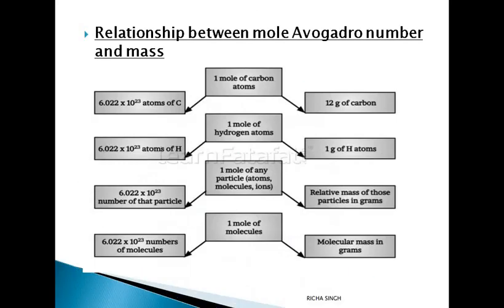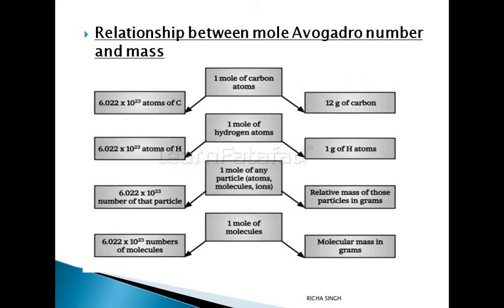Now, how are mole, Avogadro's number and atomic mass related? See here, 1 mole of carbon atoms contains 6.022 into 10 raised to the power 23 atoms, and the mass of 1 mole of carbon is 12 grams. Similarly, 1 mole of hydrogen atoms: how many atoms are present here? Again it is 6.022 into 10 raised to the power 23 atoms, and what will be the mass? The mass is 1 gram.